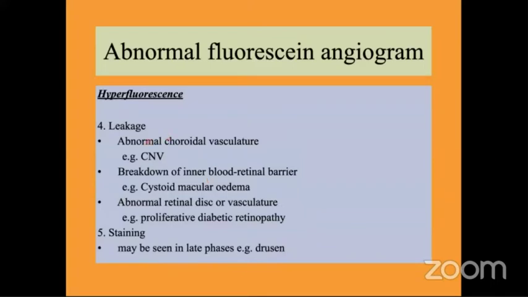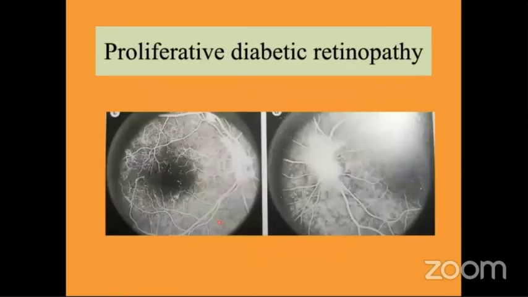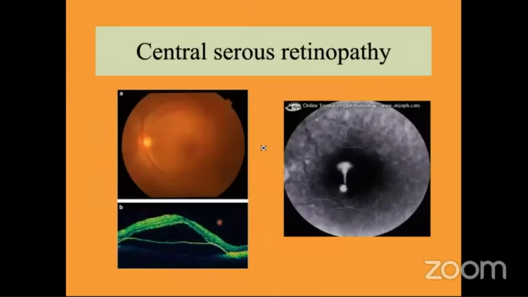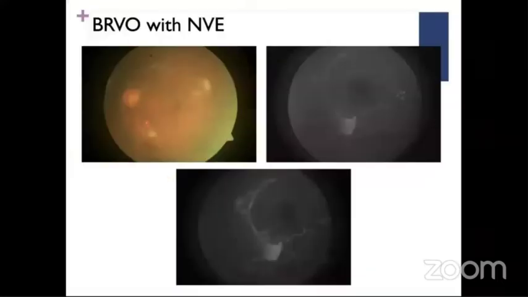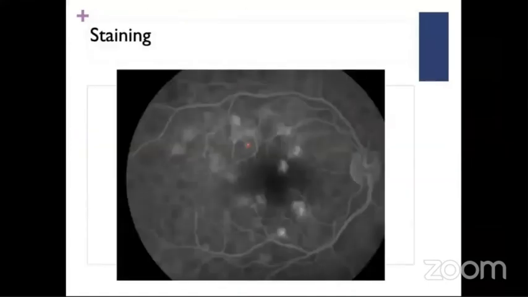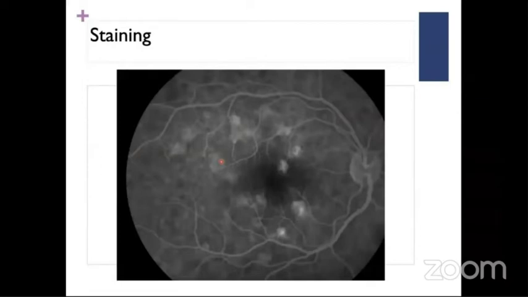So that can be seen in case of a CNVM or cystoid macular edema, or in case of any neovascularization. This is a cystoid macular edema showing a petalloid pattern of leak. This is a case of CSR showing a smokestack pattern of leak. This is a case of proliferative diabetic retinopathy showing neovascularization of the disc and a macular ischemia. This is a case of BRVO with neovascularization showing a leak in the inferotemporal quadrant. This is a staining pattern of hyperfluorescence, which is a case of healed choroiditis.